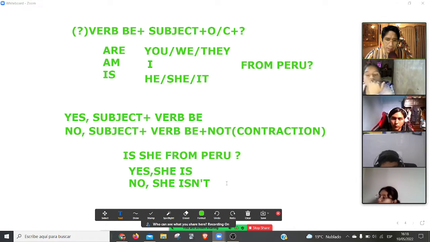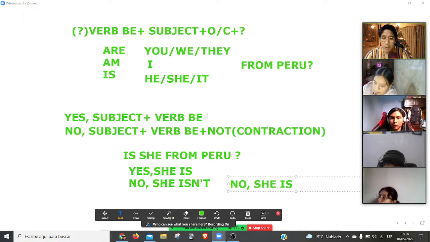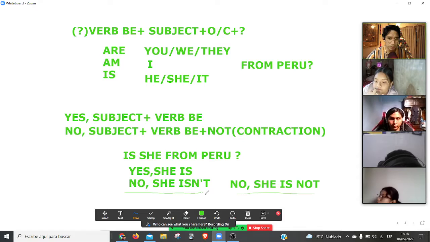Carlos, ¿estará correcto que yo pueda responder también un no, she is not? Déjame decirte que también está correcto. Pero ¿cuál es la diferencia, Carlos? ¿Por qué me sugieres la contracción? Porque es un poquito más, como más enfático.